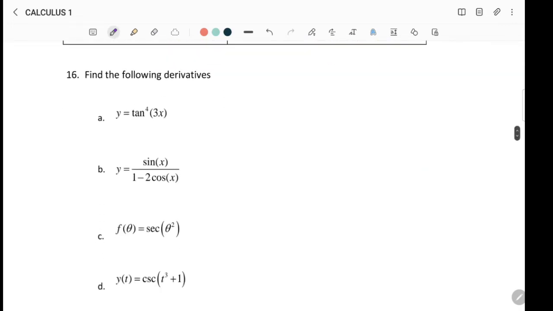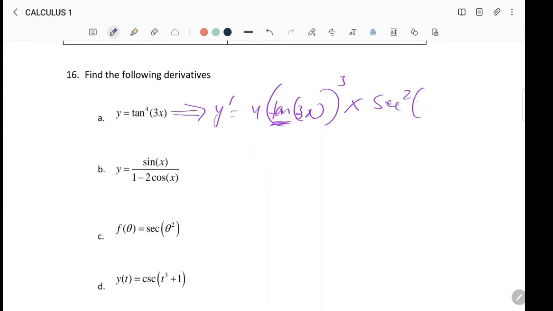Okay, now find the following derivatives. Y dash is 4 times tan of 3x whole cube, and tan differentiation is sec square and angle is 3x. Now again chain rule, 3x differentiation is 3. Now you can simplify that.